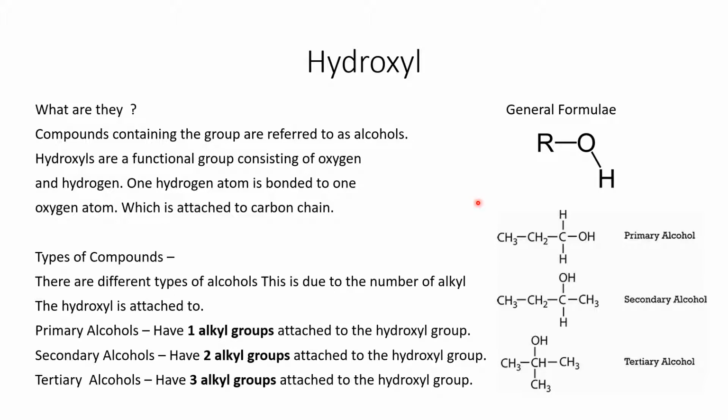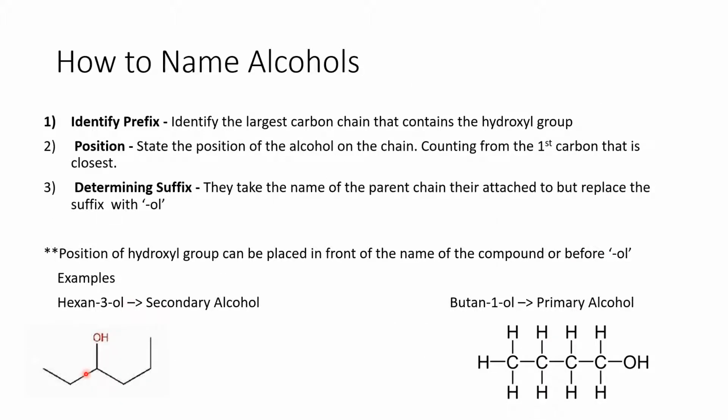Compounds that contain hydroxyls are referred to as alcohols. Now, this is a group that contains an R group, an oxygen, and a hydrogen. There are 3 main types according to the number of carbon atoms that are attached to the carbon atom that is attached to the hydroxyl. As you can see here, it's just 1, that's primary, secondary there's 2, and tertiary there's 3.